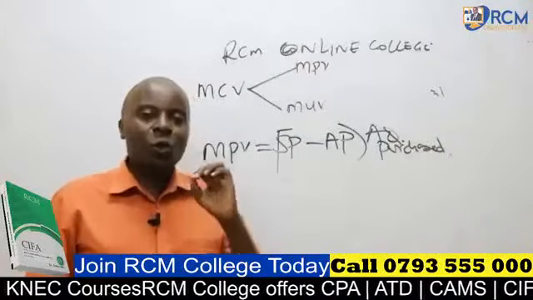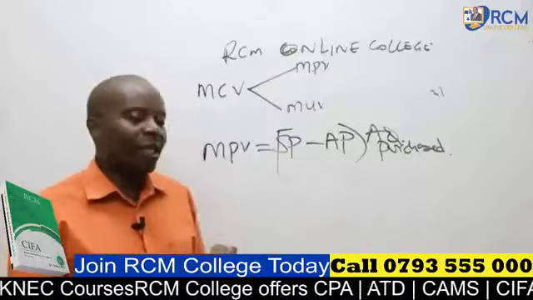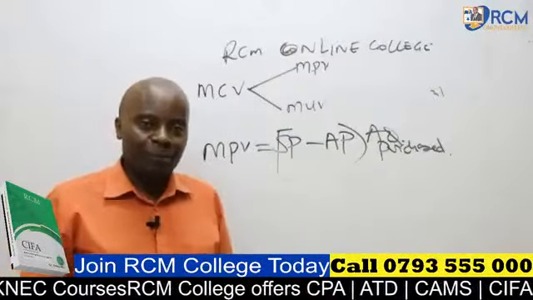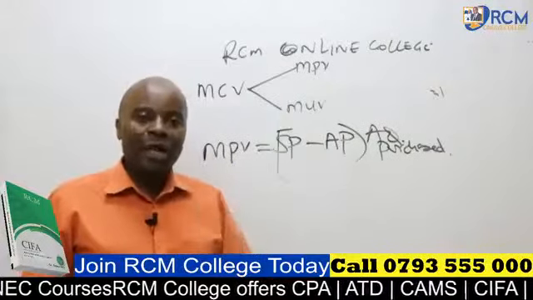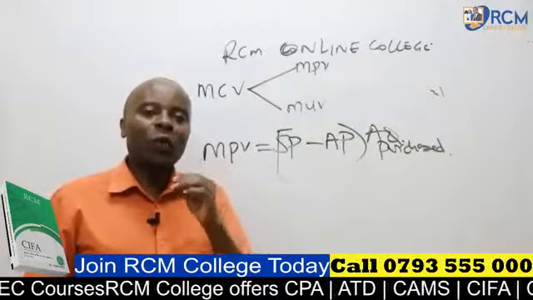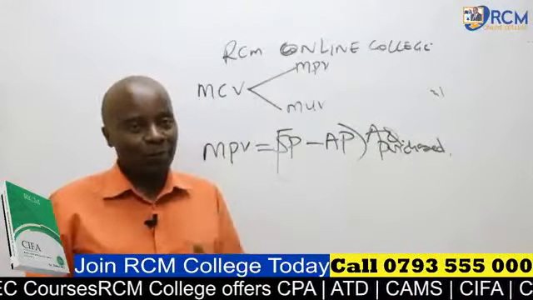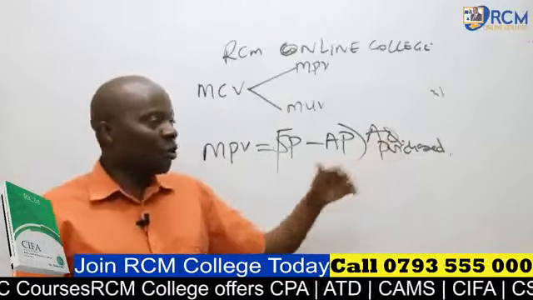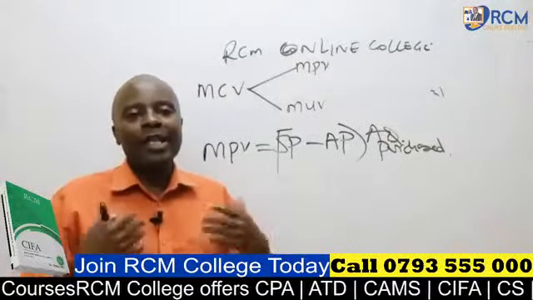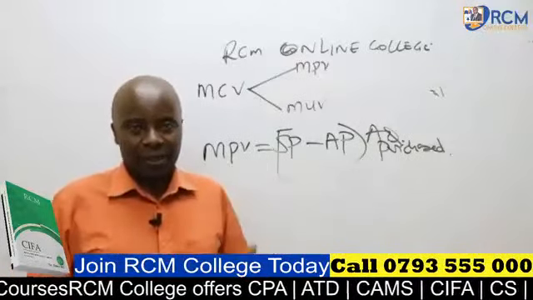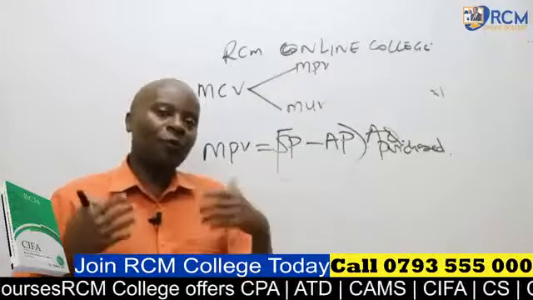Please write in full that SP is the standard price of materials per kilogram, and AP is the actual price of materials per kilogram. And AQ is the actual quantity, or the actual number of kilograms.